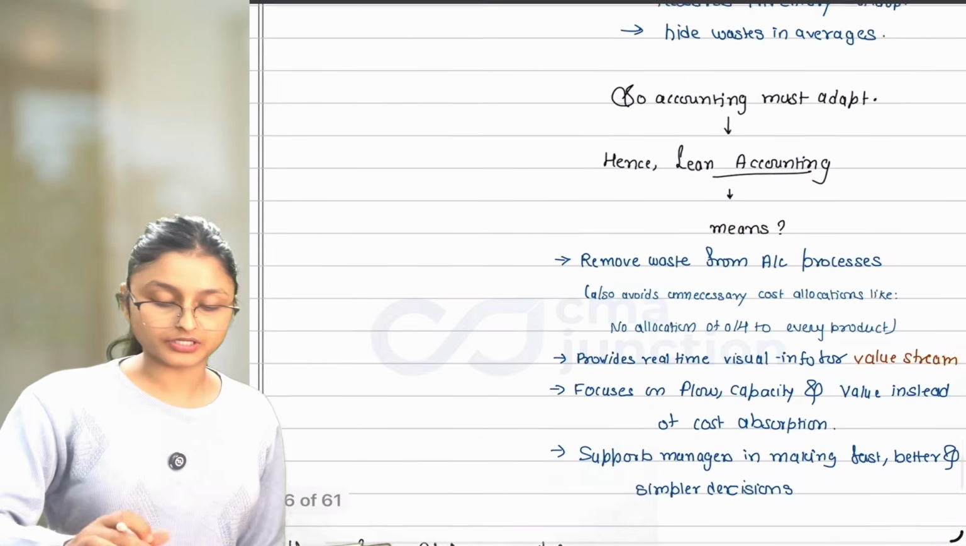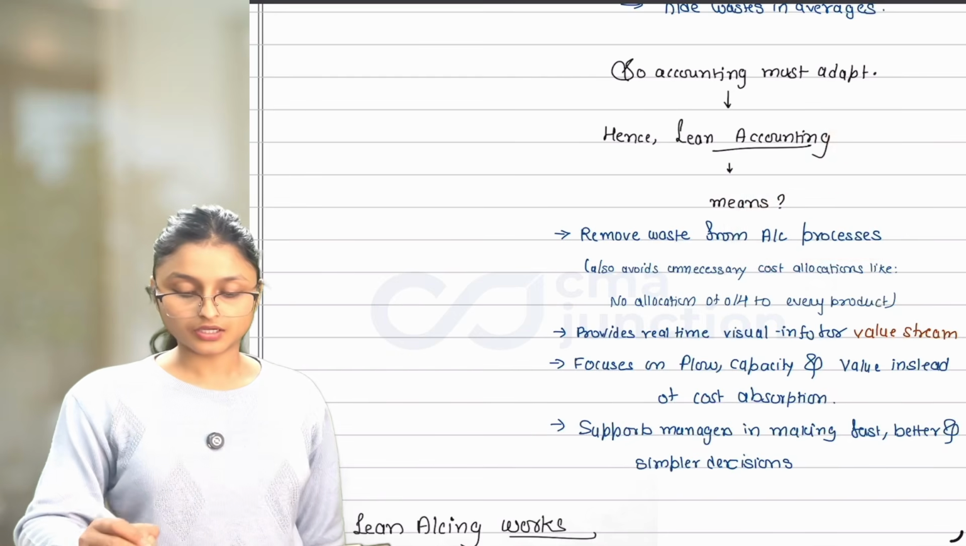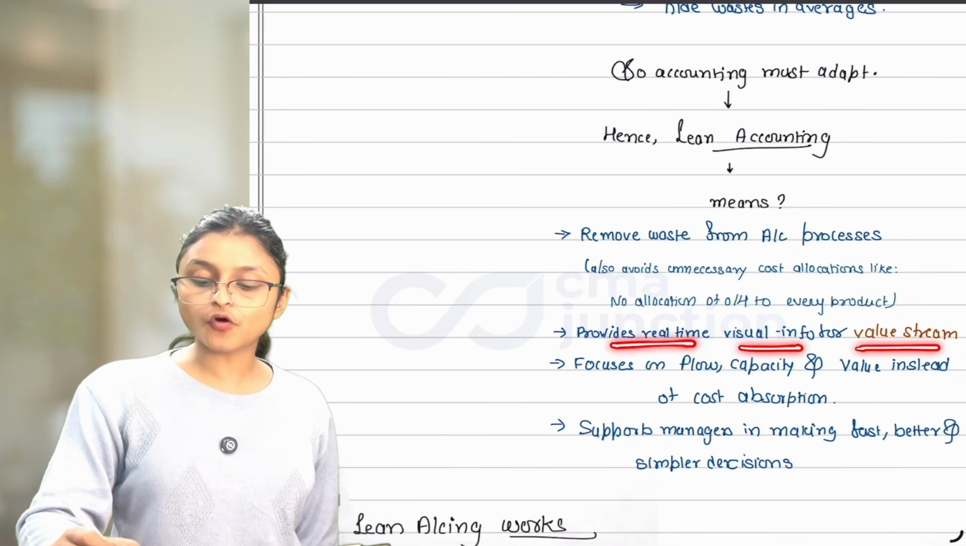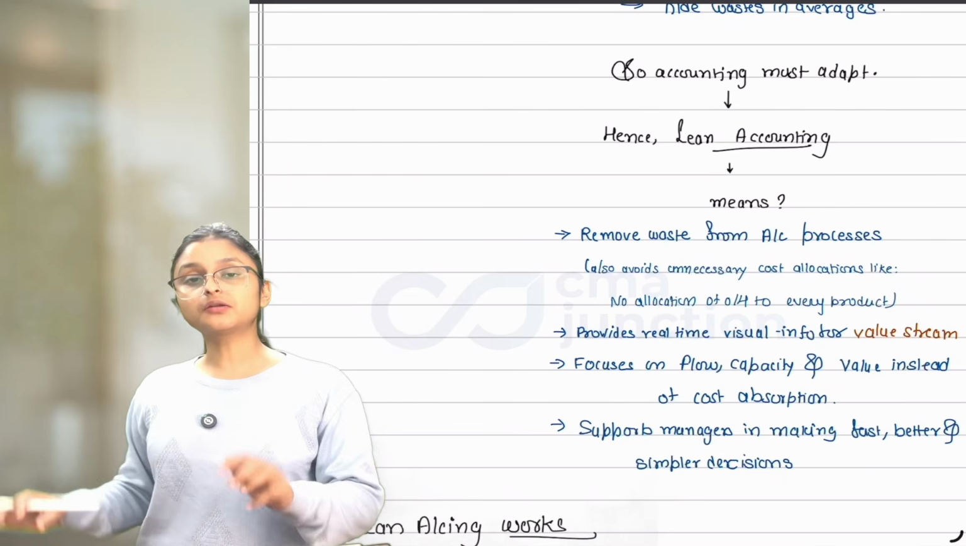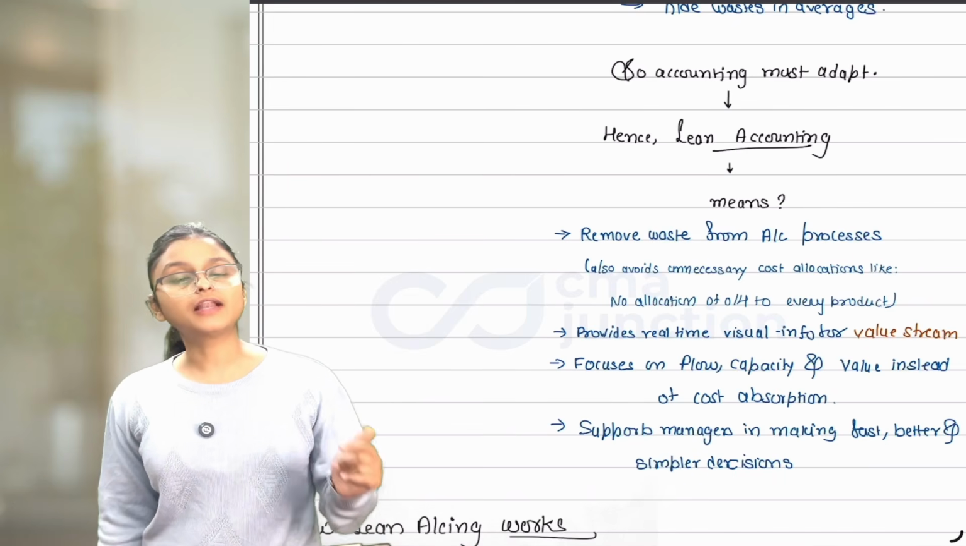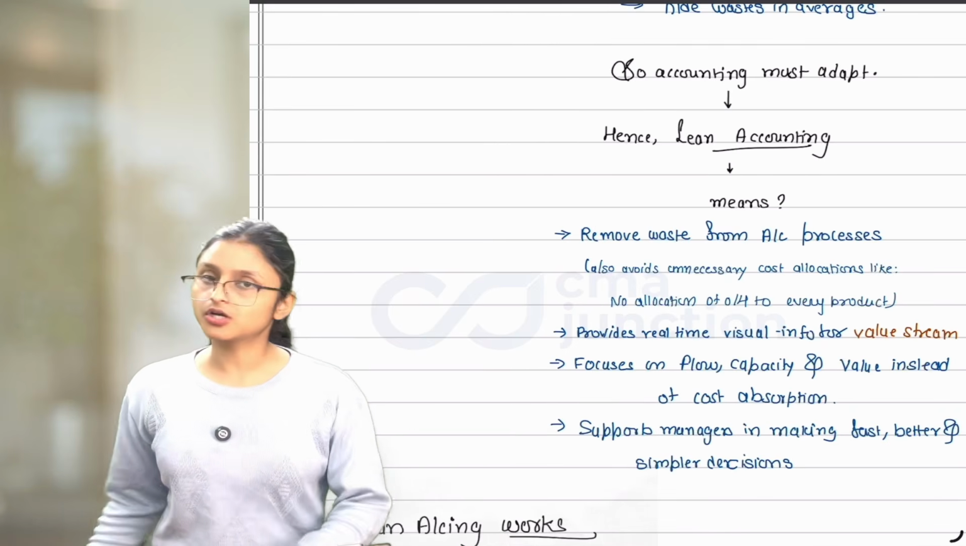Now, what is lean accounting? When you remove waste from accounting processes, that is known as lean accounting. It provides real-time visual info for the value stream. Now, our main focus is not our product or service. Our main focus is the value stream. What is a value stream? The end-to-end flow of any product or service.